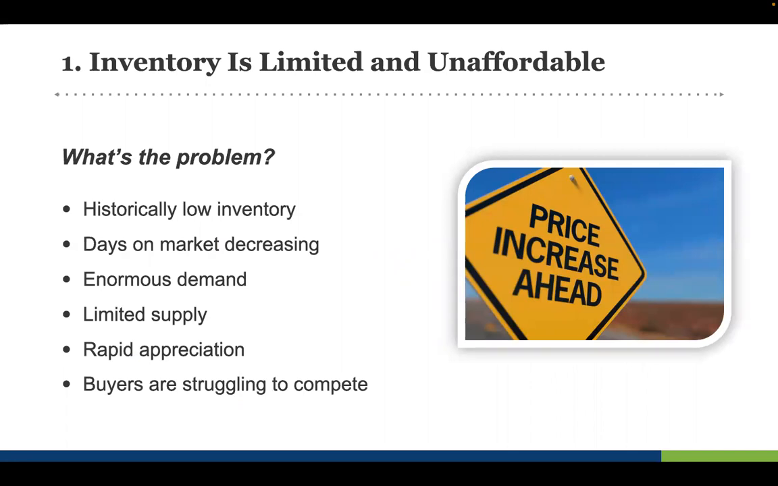So first things first, inventory is limited and unaffordable. The problem, if we're going to acknowledge these concerns, these obstacles, is that we are still seeing basically historically low inventory. Days on market is fluctuating, but has been super tight for a while. There's enormous demand for home buying, but limited supply. We also have seen several years of rapid appreciation and, quite frankly, interest rates on the rise recently. And so that just compounds the problem in a couple of ways that we're actually going to look at in more detail later. All of this leads to, from a pure inventory perspective, buyers struggling to compete.